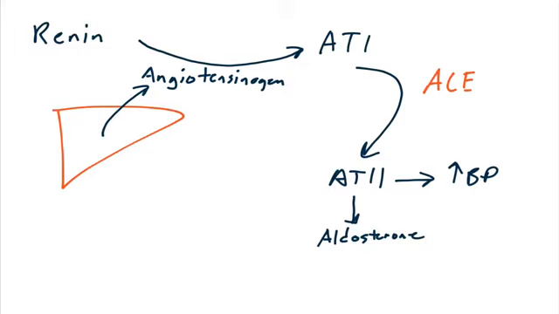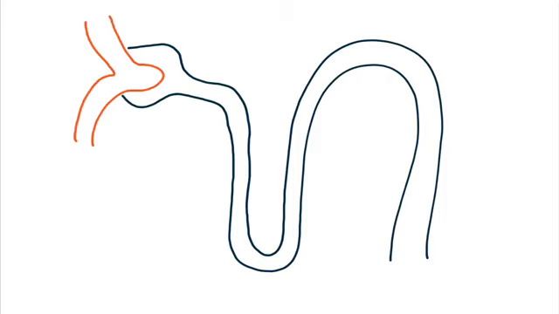So let's focus first on angiotensin 2. So let's go back to the nephron. So here we have the glomerulus with the afferent arteriole and the efferent arteriole. Angiotensin 2 will constrict the efferent arteriole. Constriction of the efferent arteriole will increase the amount of plasma filtered by the glomerulus, which will increase GFR.